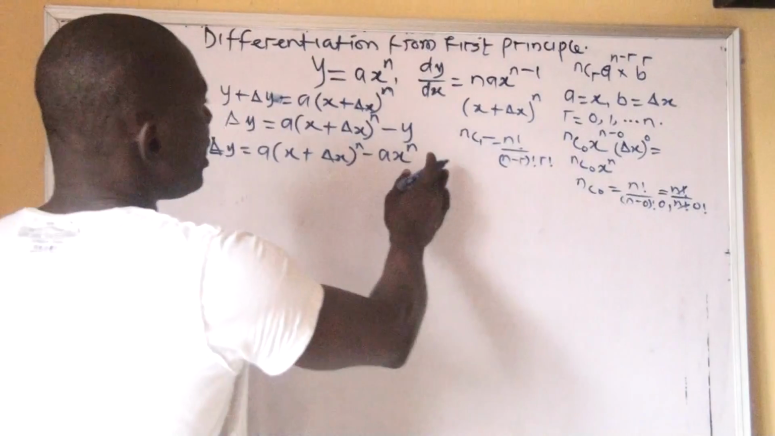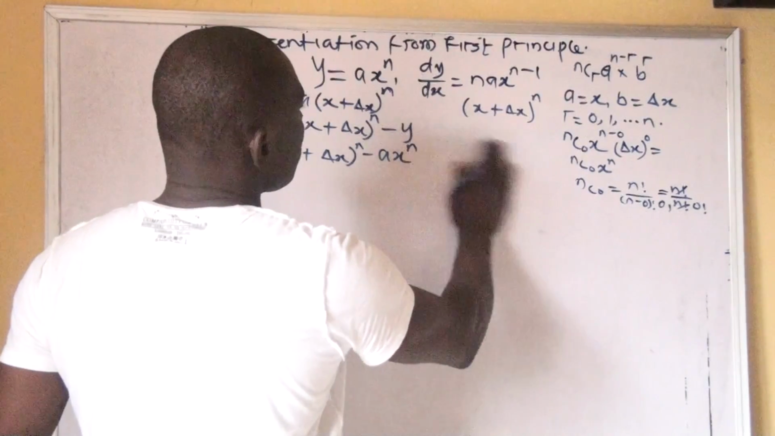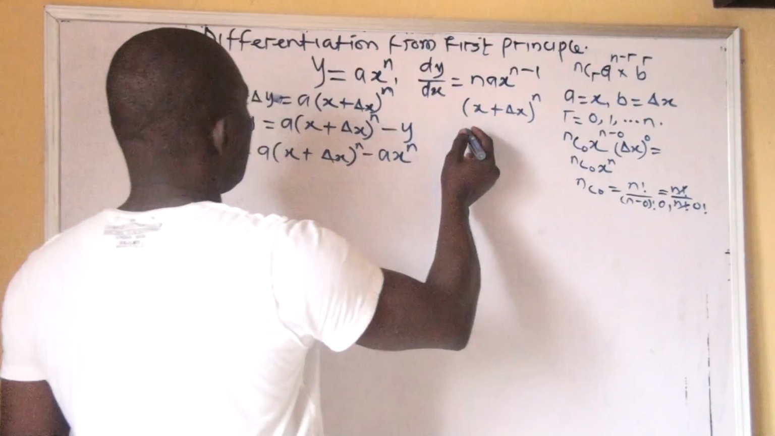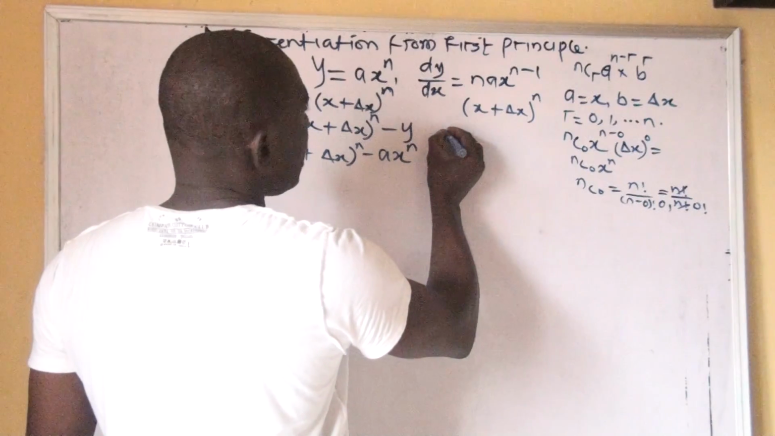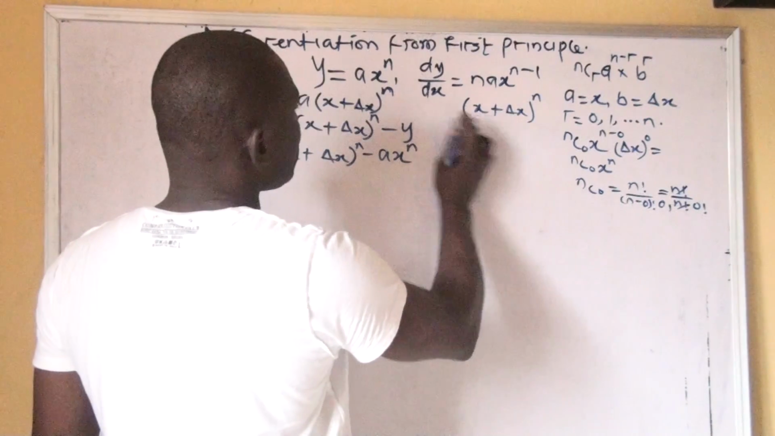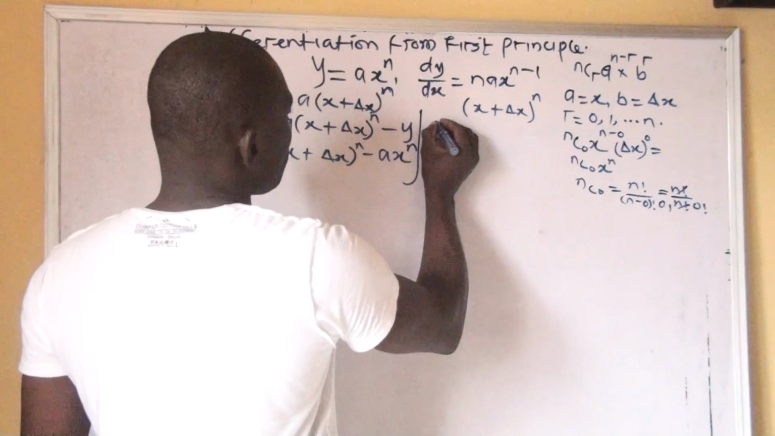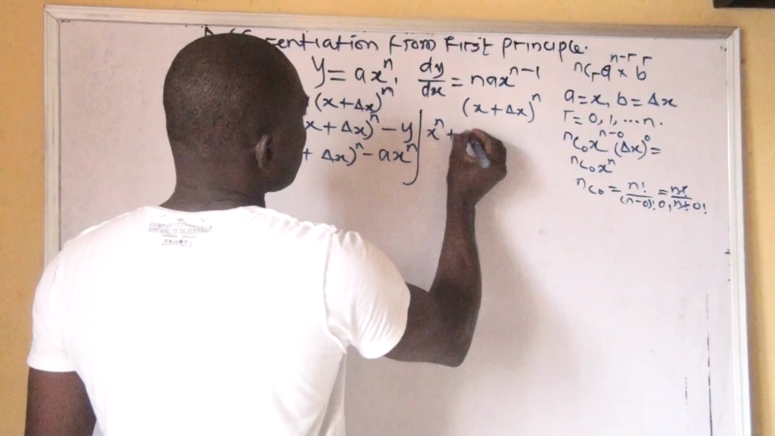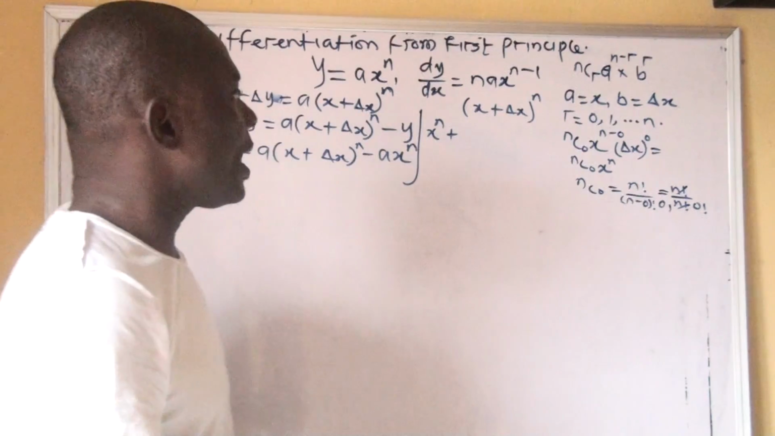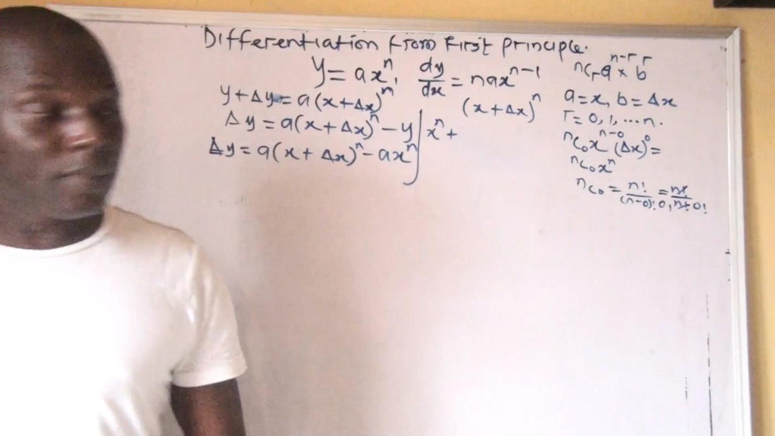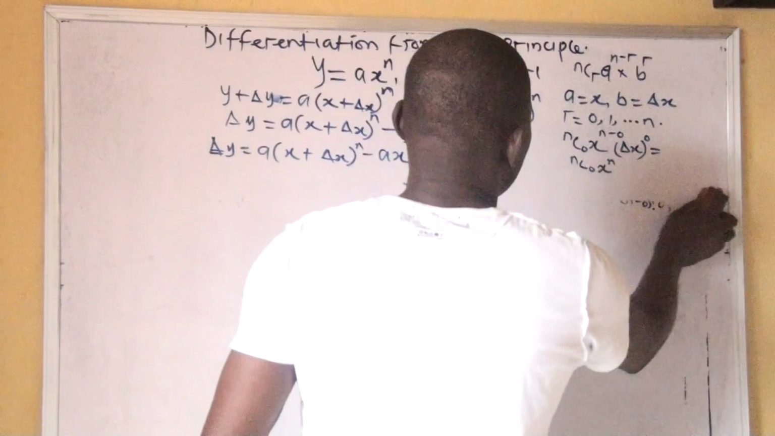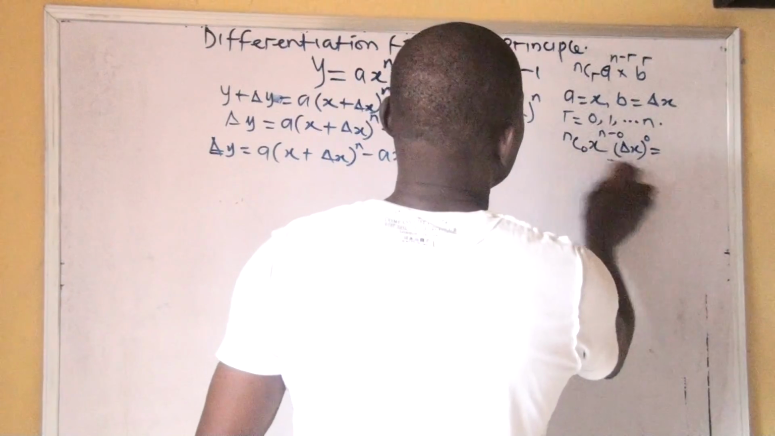So it simply means that in this expansion, this will become x raised to power n plus, okay. Now we're going to look at when r is equal to 1. When r is equal to 1.